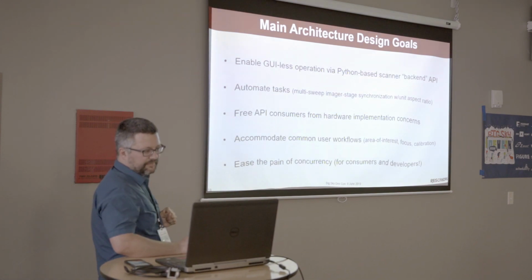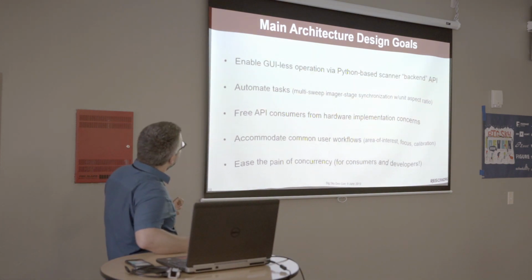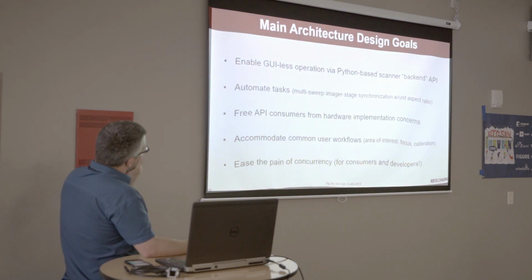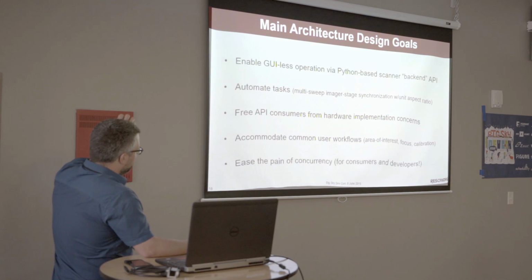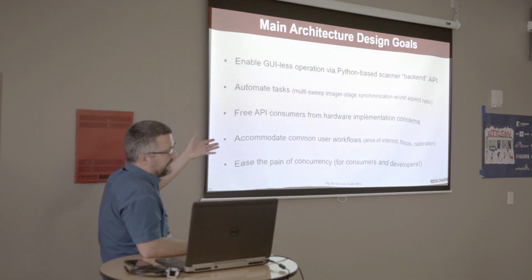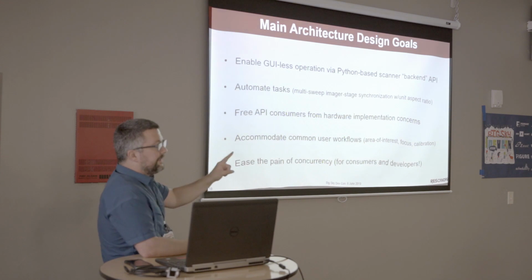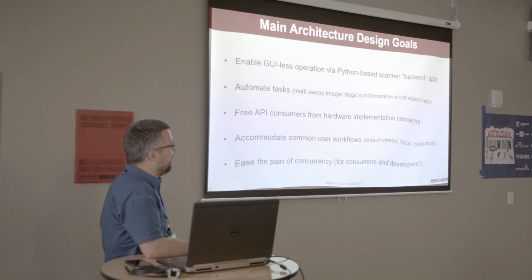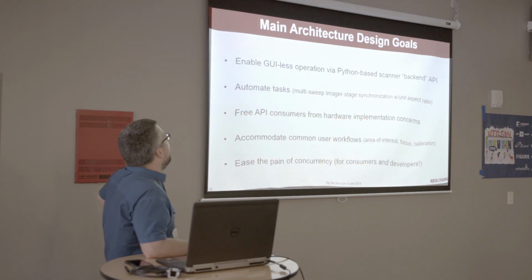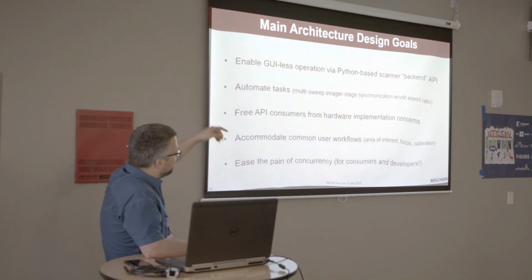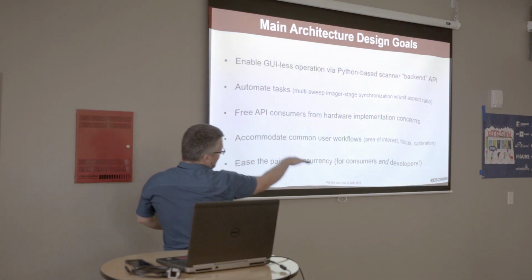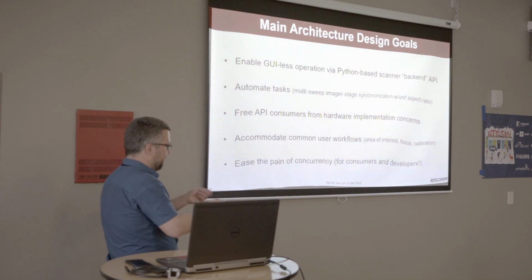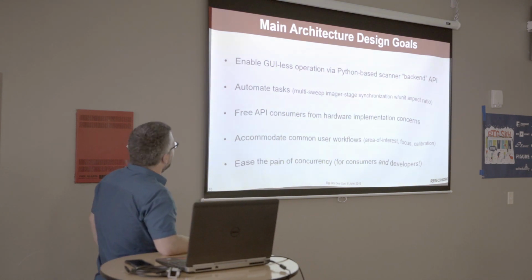Okay, trying to wrap it up. I'm actually getting fairly close. So the main architectural design goals for this microscope were, like I said, to enable GUI-less operation by a more friendly Python-based scanner backend. Right now, we can only run the imager with the C++ API. There's no coordination with the stage. If you have your own stage, you kind of got to figure that all out. I want to automate the tasks, especially doing that serpentine sweep to get the whole tray, synchronizing that and getting your aspect ratio without having to futz around with the sliders until it's just right.